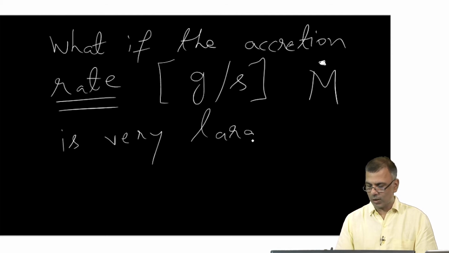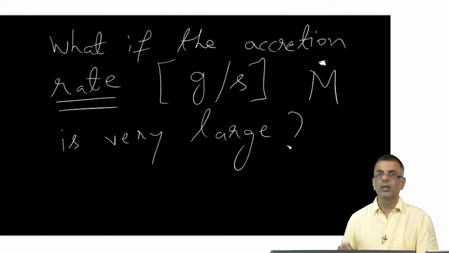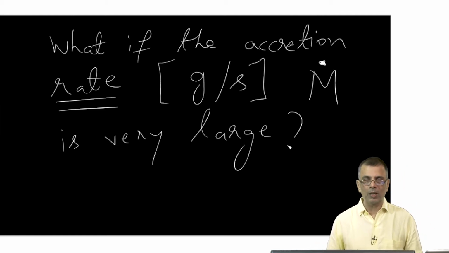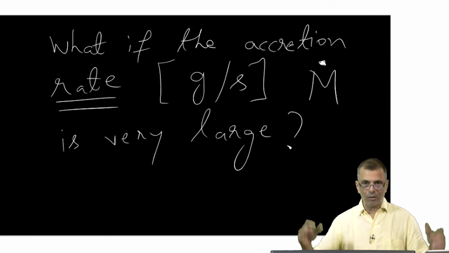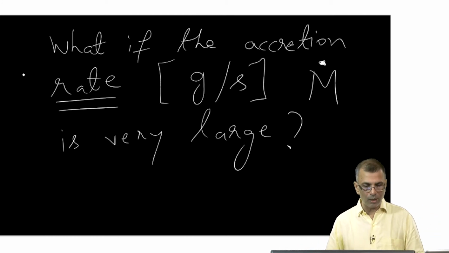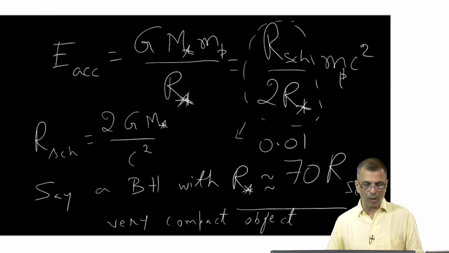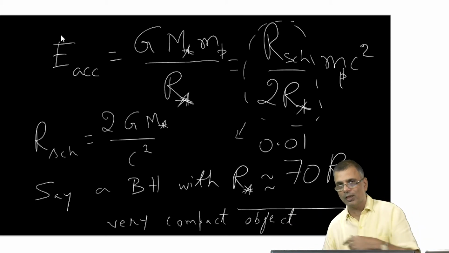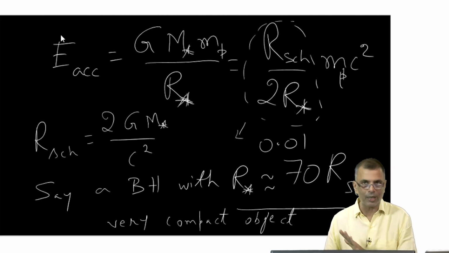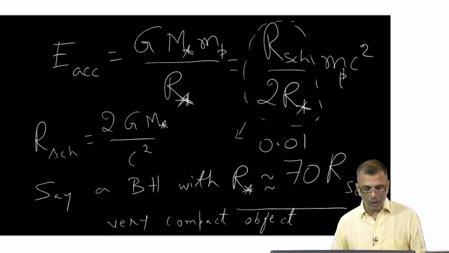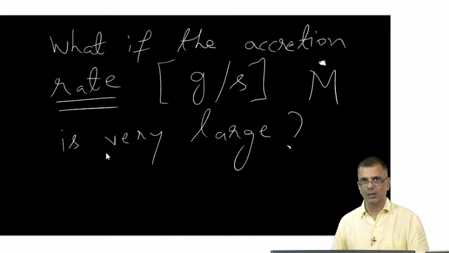what if the accretion rate is very large? What if I am able to accrete many protons within a second onto the compact object? That will surely give me a lot of potential energy release. This is of course assuming that I am able to tap that potential energy and convert it into luminosity. That is another matter, but let us not discuss that for the moment. What if the accretion rate is very large?